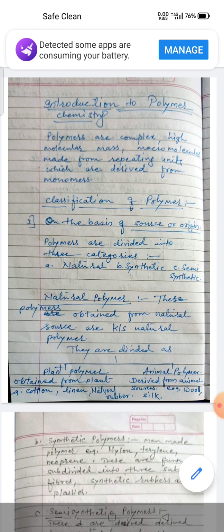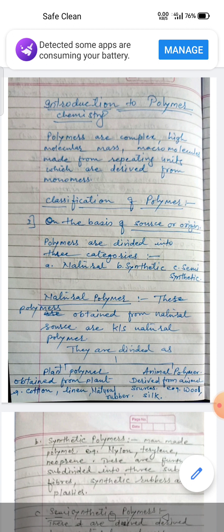First we will see the natural polymers. It's very easy: polymers obtained from natural sources are known as natural polymers. They are of two types, plant polymers and animal polymers. Plant polymers are those obtained from plants. For example, cotton, linen, natural rubber, etc.